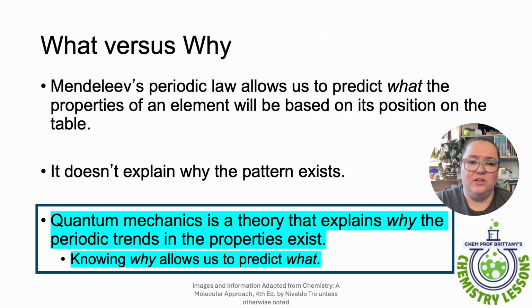Right? His periodic law allows us to predict what the properties of the element will be based on its position on the table. What it doesn't do is explain why that pattern exists. And so this is where quantum mechanics comes in and explains the why, right? Knowing why allows us to predict what, even though that is a pattern that Mendeleev saw long before quantum mechanics came into play.